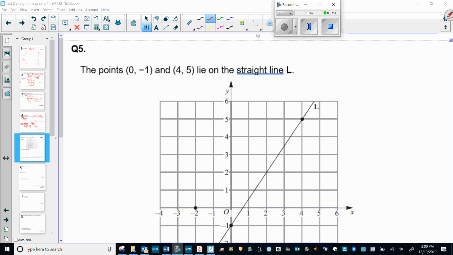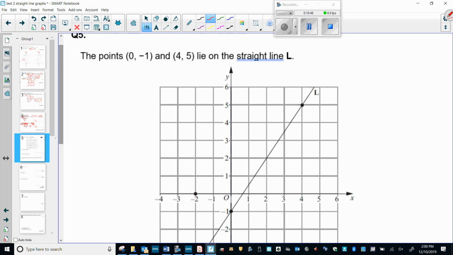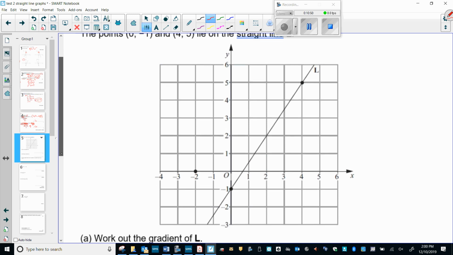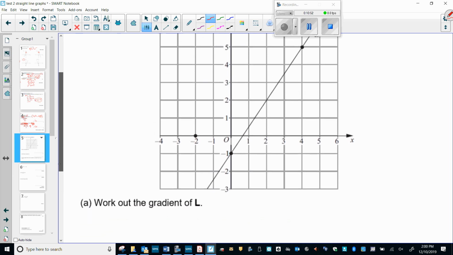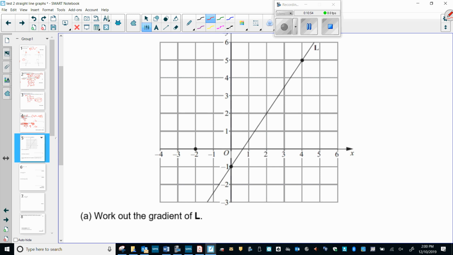Right. So we've got a diagram here. They've kindly plotted our two coordinates for us: (0, -1) and (4, 5). They've asked us for the gradient of it. So how do we find gradients? Let's say rise over run.